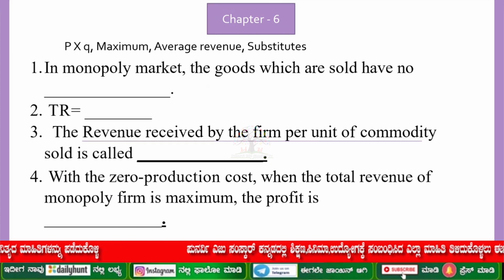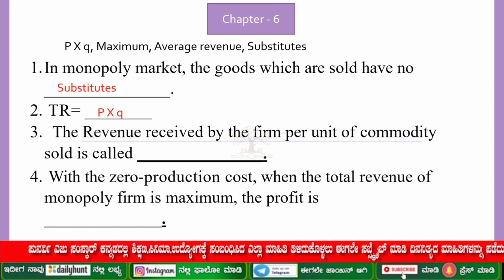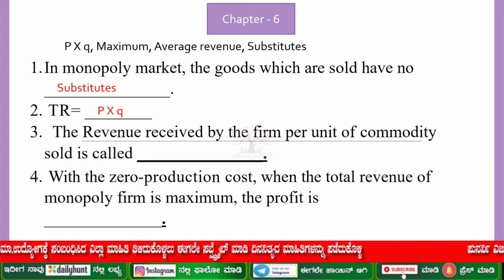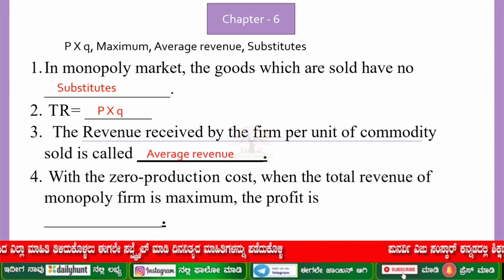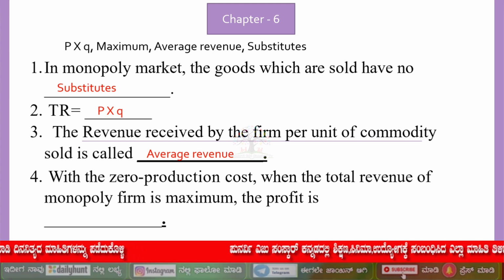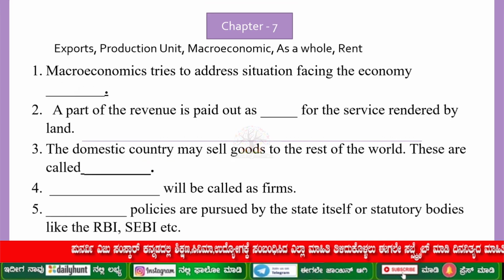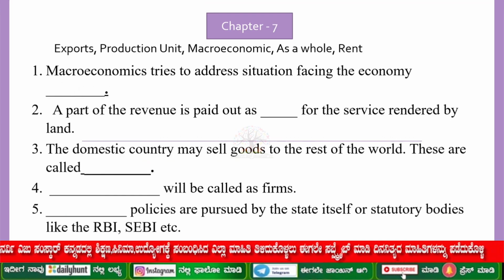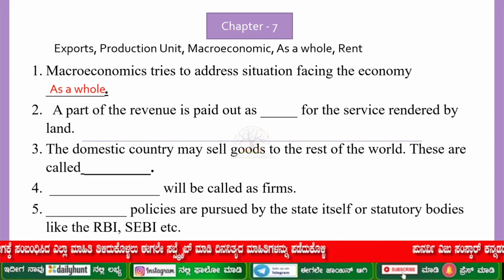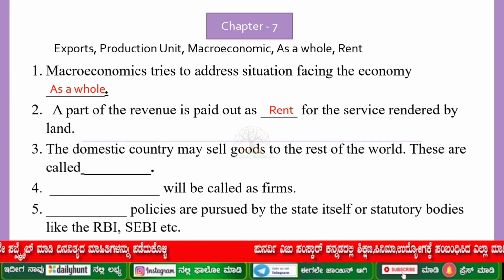In monopoly market, goods which are sold have no substitute. TR equals P into Q. The revenue received by the firm per unit of commodity sold is called average revenue, with a zero production cost. When total revenue of monopoly firm is maximum, the profit is maximum. Macroeconomics tries to address situation facing the economy as a whole. Part of revenue is paid out as rent for the services rendered by land.